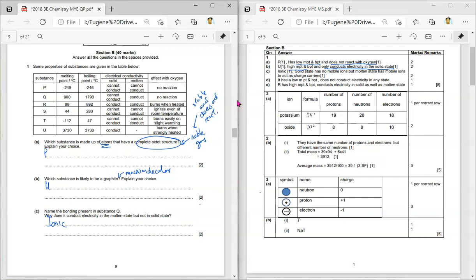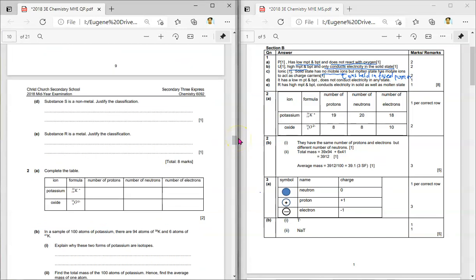And why does it conduct electricity in molten but not in solid state? This is your basic ionic bonding and electrical conductivity. In the solid it has no mobile ions, because the ions are held in fixed positions. Whereas in the molten state, the ions are free to move and they can act as charge carriers. So C will be over here. Okay, let's go to the next one.